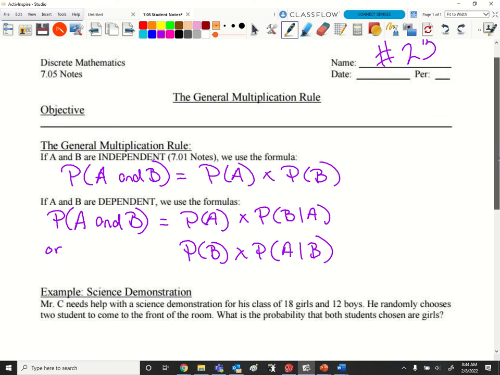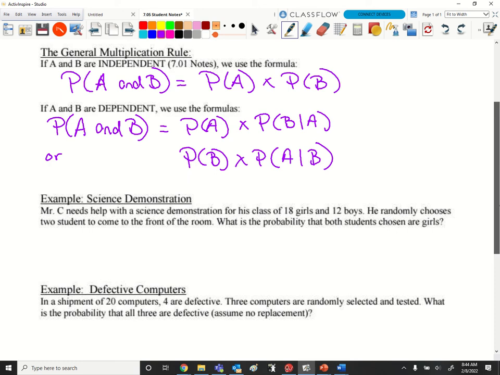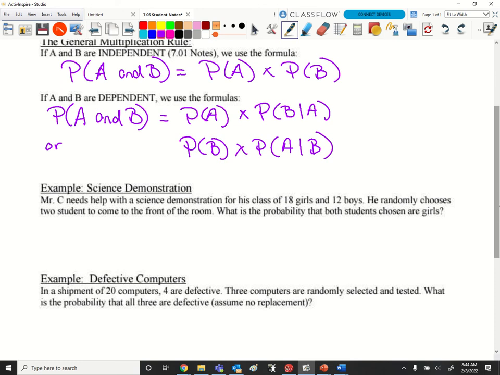Now, let's take a look. So, for this example, it says Mr. C needs help with a science demonstration for his class of 18 girls, 12 boys. He randomly chooses 2 students to come to the front room. What's the probability that both students are girls?